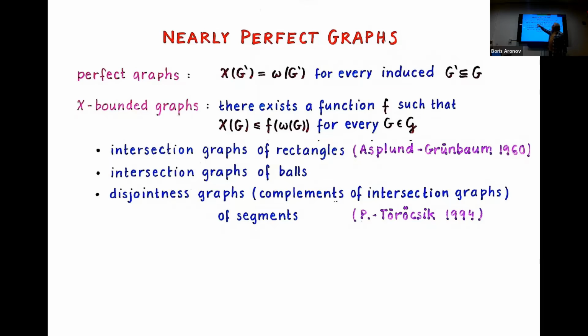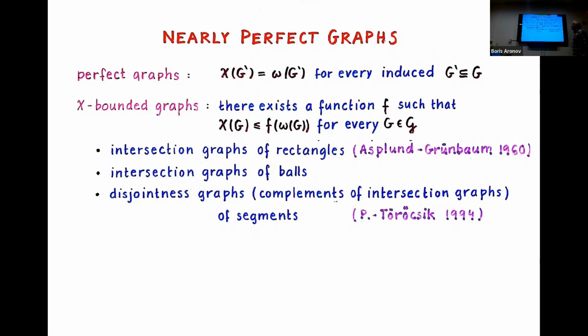So this means that a class of graphs, I call them chi-bounded, nearly perfect, if at least there is a function so that the chromatic number is bounded from above by this function of the clique number. In general, this is not the case because we have seen graphs for which the clique number was 2 and the chromatic number was arbitrarily large. But in many cases, there are such functions.